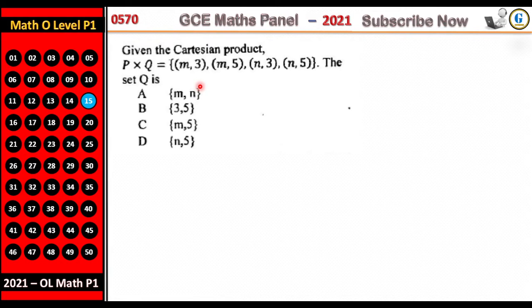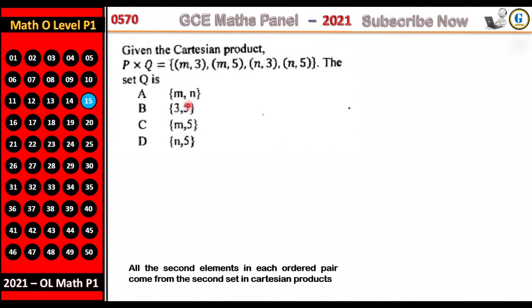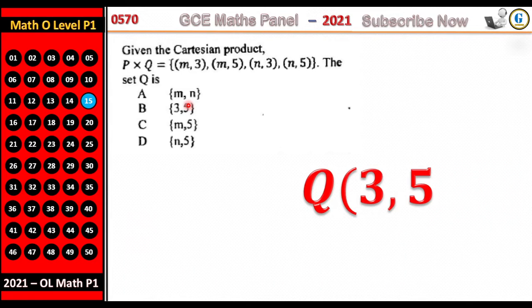Given the Cartesian product P cross Q is equal to that, then the set Q is... For the Cartesian product, it is the set of ordered pairs in which the first element comes from the first set and the second element from the second set. So since Q is the second set, let's look at all of the second elements. The second elements here are 3, 5, 3, 5. But since it's a set, you cannot repeat them. So Q is the set 3, 5. Q has elements 3 and 5. Our key here is B.